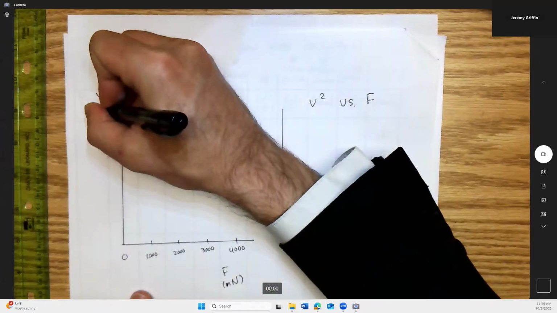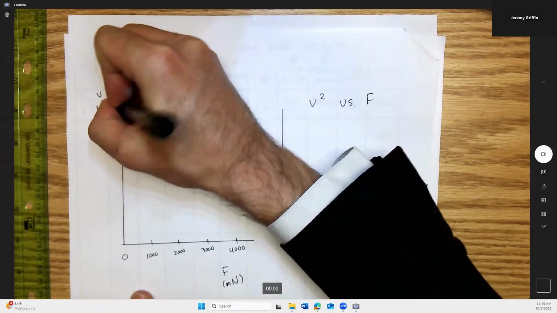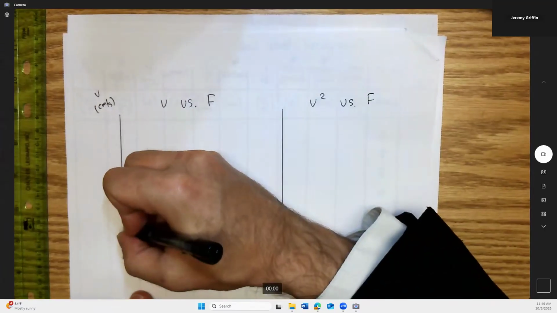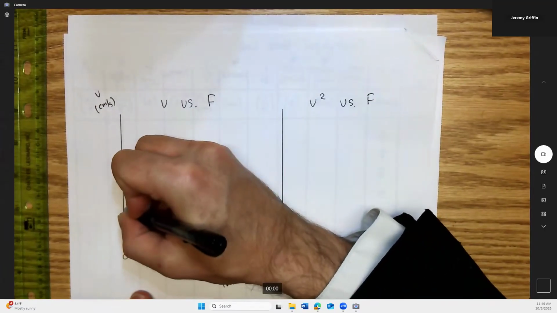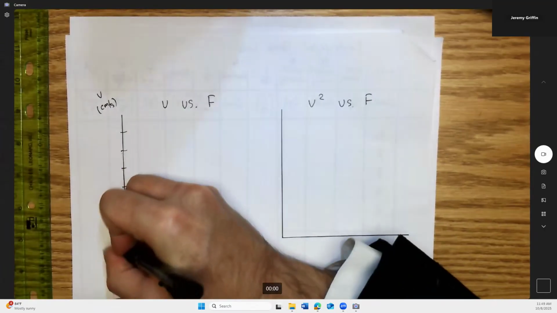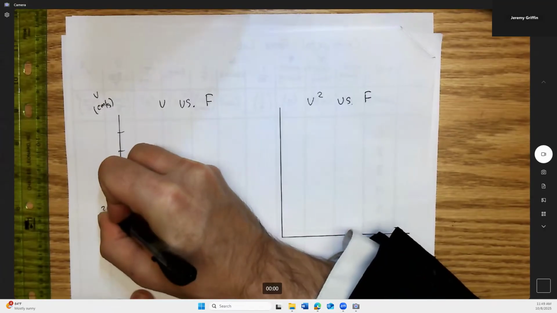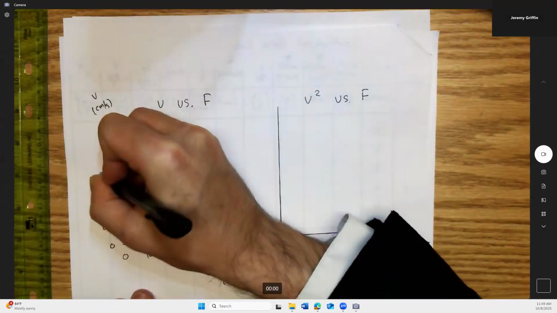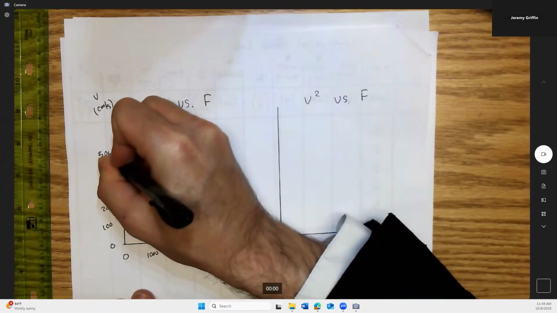558. Okay, yeah, that definitely sounds like centimeters per second, up to 500. So let's go to 600: 0, 100, 200, 300, 400, 500, 600.